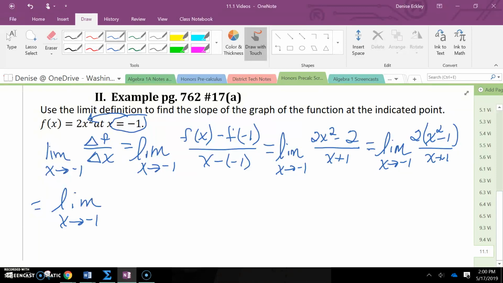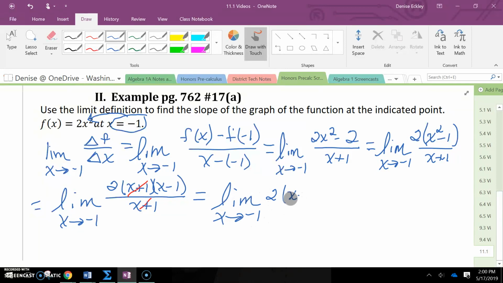So after I factor out the 2, I can see that I have a difference of squares that factors. So I'm going to have x plus 1 times x minus 1 times that 2 all over x plus 1. And now what I can do is cancel these factors because I'm not allowing x to equal -1, so the denominator is not 0. So I can cancel it out, divide it out. That leaves me with the limit as x approaches -1 of 2 times x minus 1.